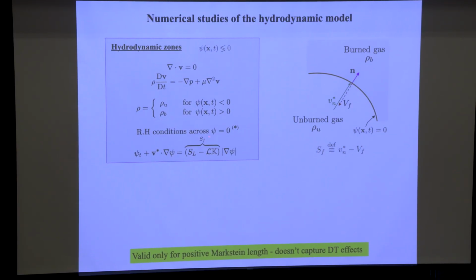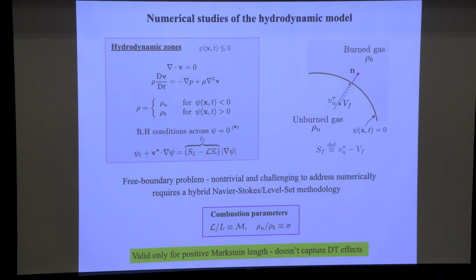Then we have the Rankine-Hugoniot relation across the flame, and we are neglecting the extra small correction. And the flame speed relation, the more general flame speed relation, including flame stretch. So this problem has to be solved numerically, essentially. And there are effectively two parameters that you have in the model.